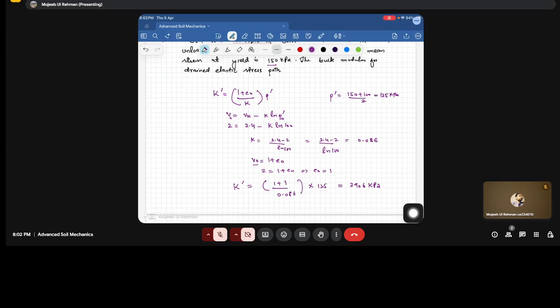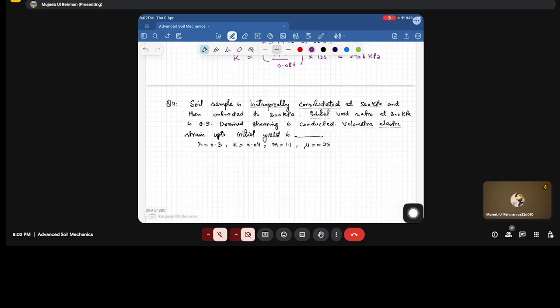Right. Now, final question: a soil sample is isotropically consolidated to 500 kPa and then unloaded to 300 kPa. Fine. Initial void ratio at 300 kPa is 0.9. Drained shear is conducted. We need to find the volumetric elastic strain up to initial yield. Fine. So what are the things we have been given? We have been given the consolidation point, the unloading point, the initial void ratio at 300 kPa, and the critical state parameters are also given.